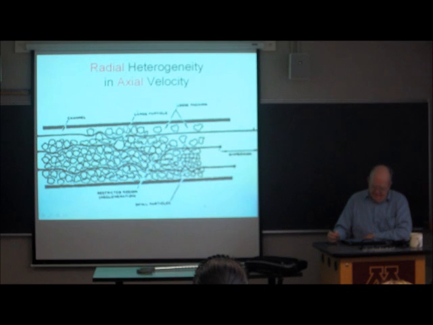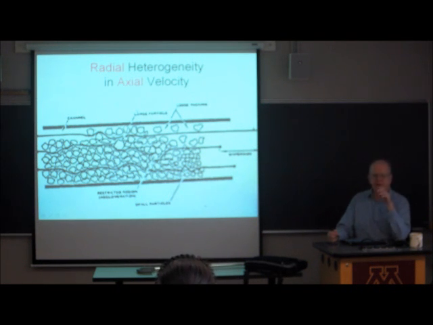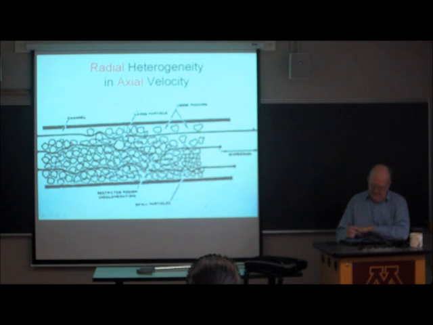When a fluid moves through a bed, a randomly packed bed, the axial velocity of the fluid is not the same everywhere in the column. So that, for instance, this flow stream here would have a different velocity than this flow stream here, which would have a different velocity than that flow stream there.